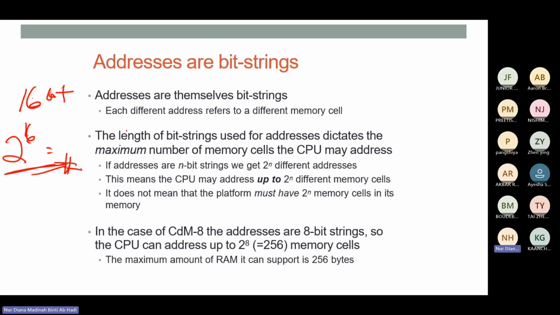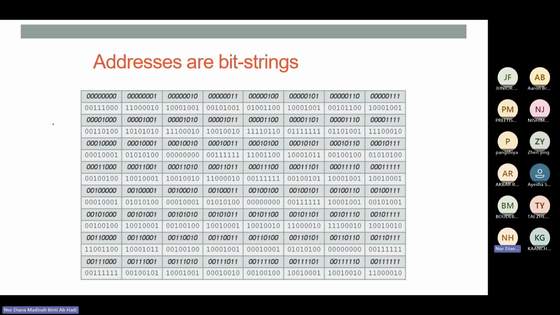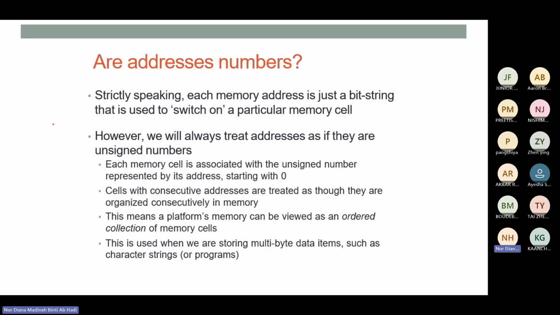So it does not mean the platform must have 2 to the power of n cells, but it can have at most this value. In the case of CDM8, addresses are 8-bit strings. So the CPU can address up to 2 to the power of 8, which is 256 memory cells. So the maximum amount of RAM that can be supported is 256 bytes. These are examples of addresses as bit strings.